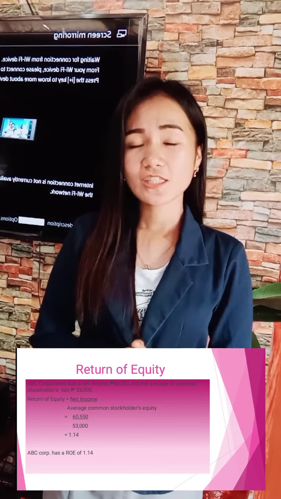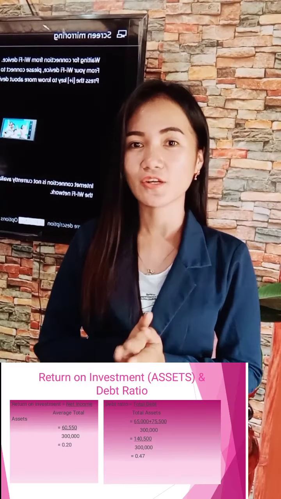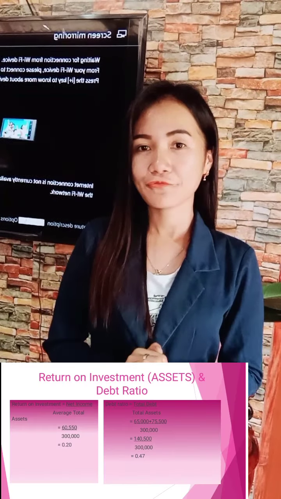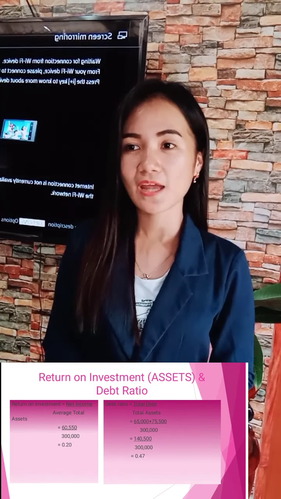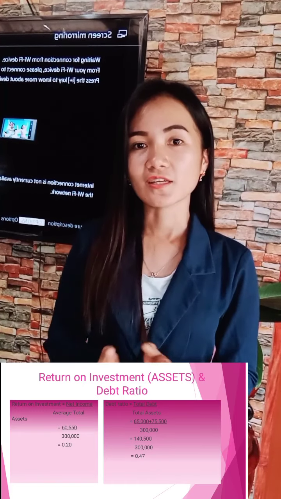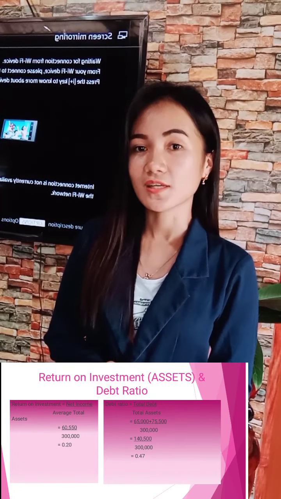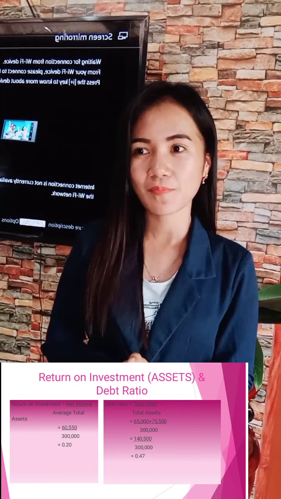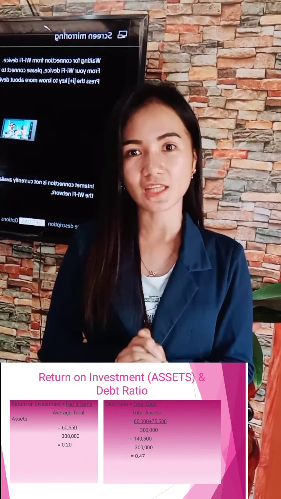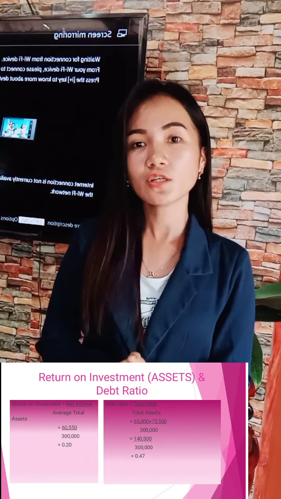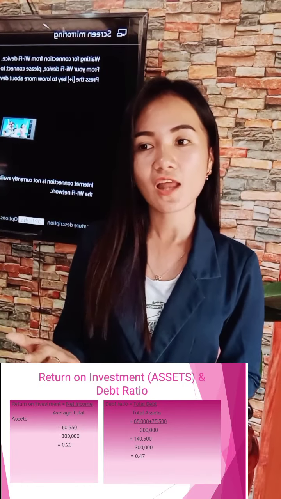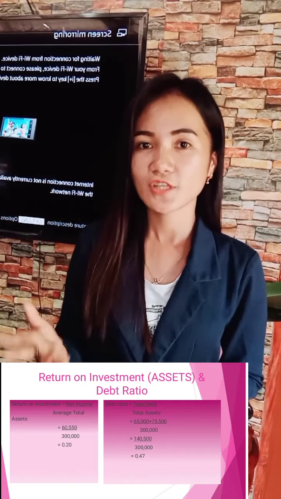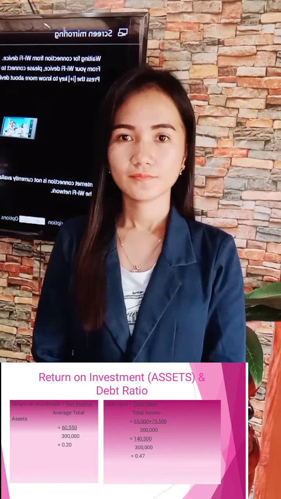And now let's move on to return on investment, assets, and debt ratio. The formula of this is return on investments equals net income divided by average total assets. The net income is 60,550 divided by average total assets of 300,000 pesos. So the return on investment of ABC Corporation is 0.20.